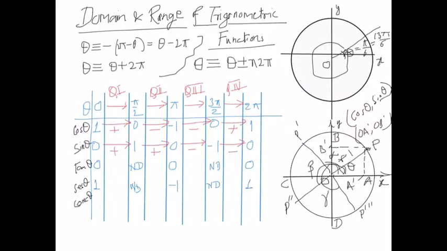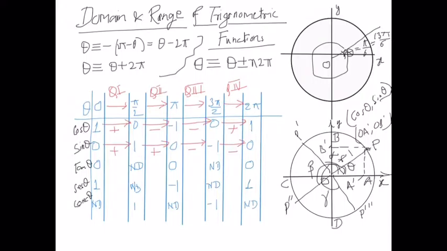Now cosec theta is 1 by sine theta. Therefore for 0 radians it is not defined. For pi by 2 it is 1. For pi it is again not defined. For 3 pi by 2 it's minus 1. And for 2 pi it's not defined.